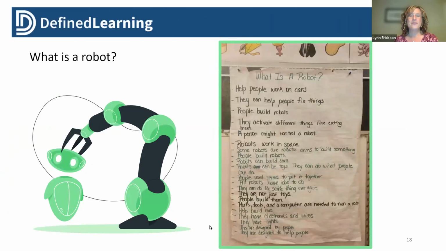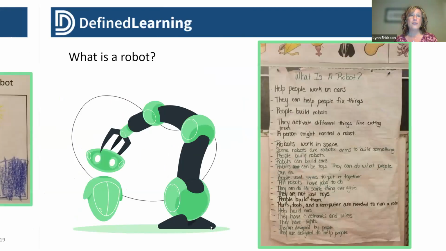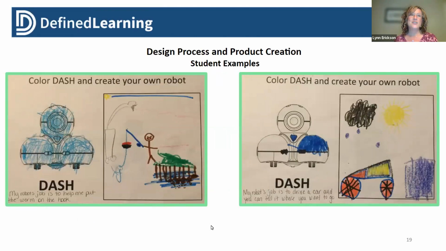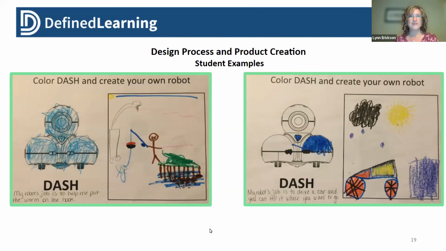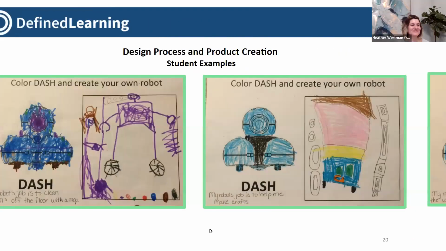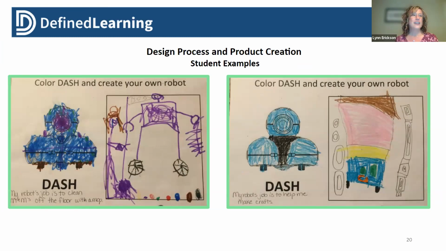From there, their performance task was to design a robot that could help solve a problem that they had. Here are some examples of student work and their designs. We had a student that wanted their robot to help them put a worm on a hook. Another robot's job is to drive a car, and you can tell it where to go. Additionally, we have robots that will clean the floor and get M&Ms off the floor. I guess that student had a lot of M&Ms scattered throughout the floor.